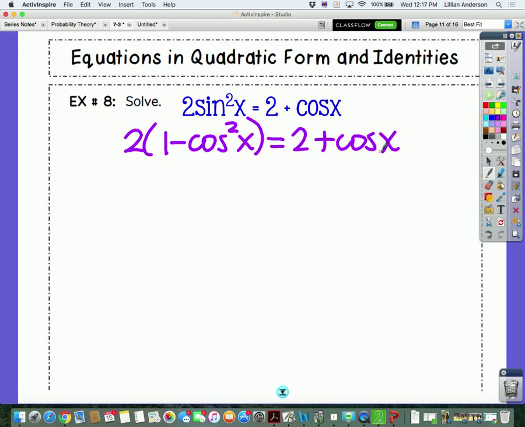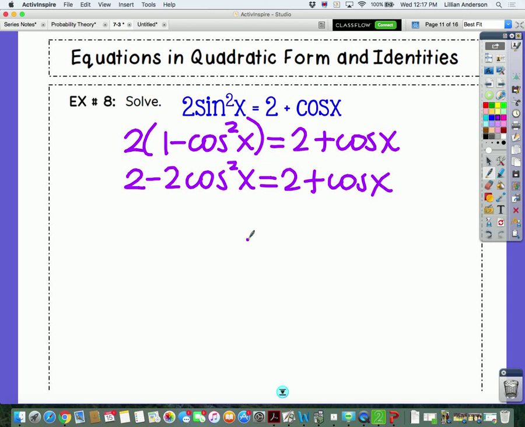Did you divide cosines by 2? You would have to divide the cosine as well by 2, so then you have one half cosine. Let's how about this? Let's distribute. So when I distribute, I get 2 minus 2 cosine squared x equals 2 plus cosine x. Now we can't divide. I mean, we could divide by 2, but then we would have to divide the cosine as well by 2, and that would leave us with a 1/2 cosine x. Instead of doing that, let's bring everything to the same side, because this is a quadratic here.